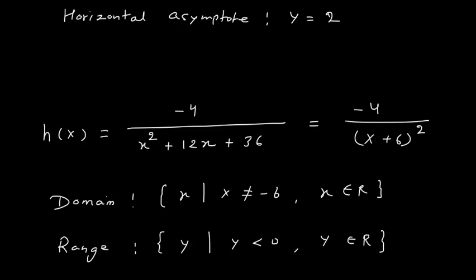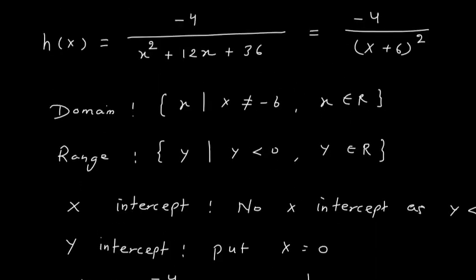So again here x cannot take value minus 6, so I will say that domain is all x except x equal to minus 6. And as far as range is concerned, range is always going to be a negative value, it cannot be a positive value. So I will say that range is y, where y is less than 0 and y belongs to real numbers obviously. Now x intercept and y intercept.